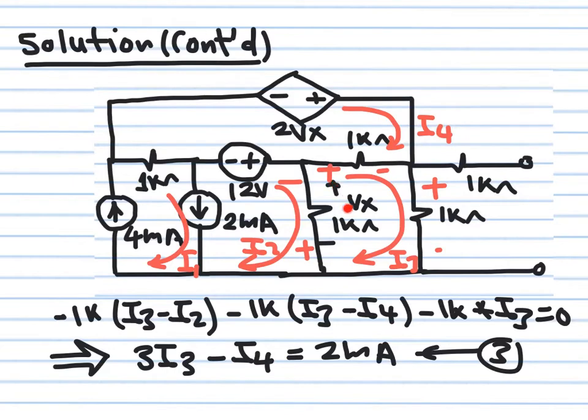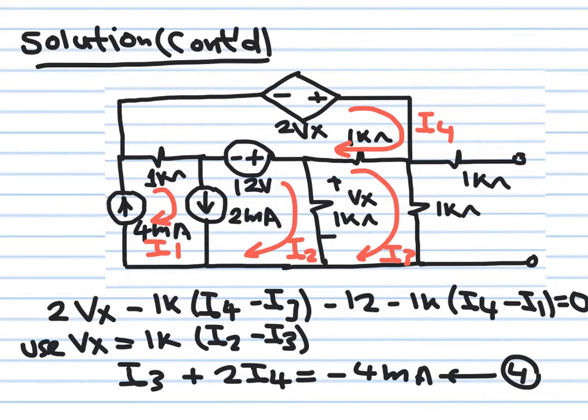And this Vx is nothing but 1 kilo ohm times (I2 minus I3). And observe the polarity. This is positive, negative. So this drop is 1 kilo ohm times (I2 minus I3). So we write KVL for the last loop and then we write the fourth equation. We already calculated I1 and I2 from the first and second equations. Now we have to solve the third and fourth equations for I3 and I4.